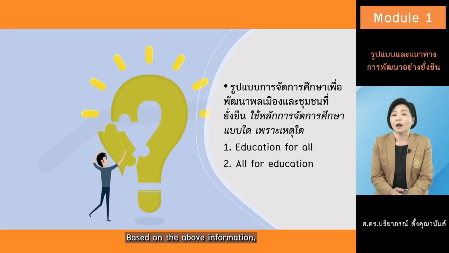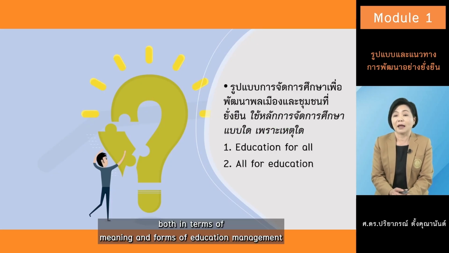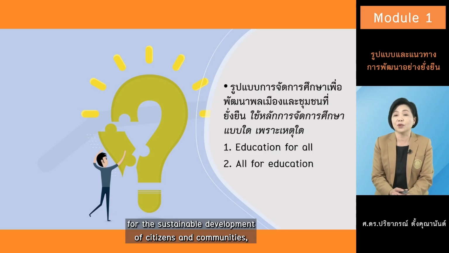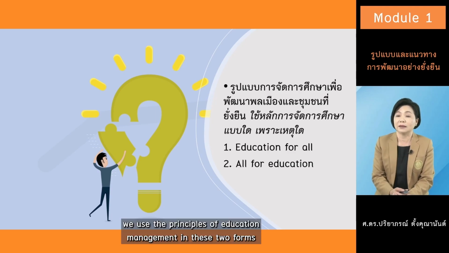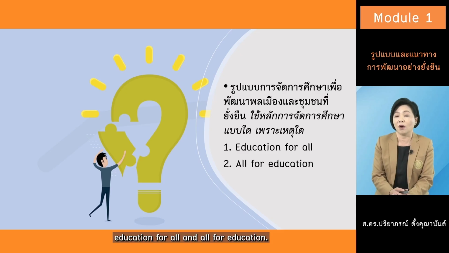Based on the above information, both in terms of meaning and forms of education management for the sustainable development of citizens and communities, we use the principles of education management in these 2 forms: education for all and all for education.